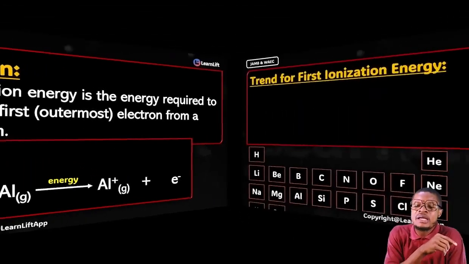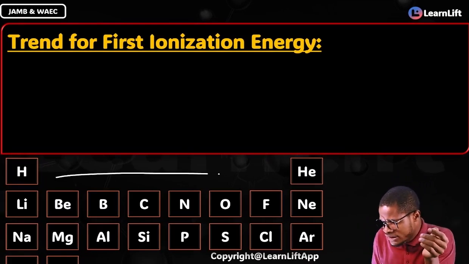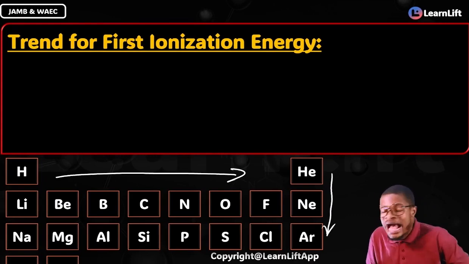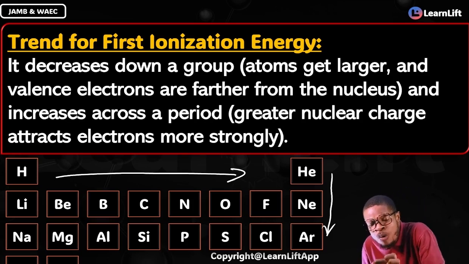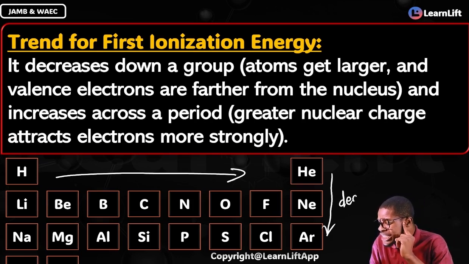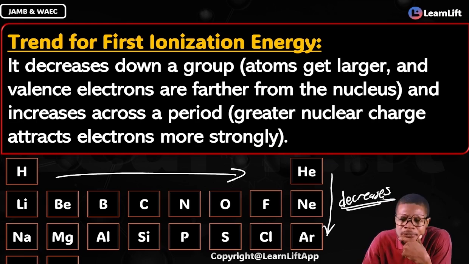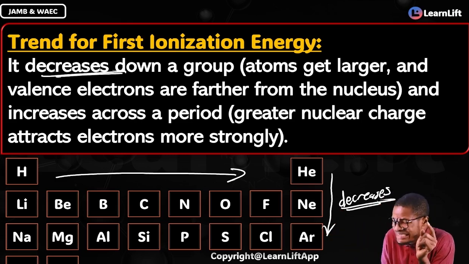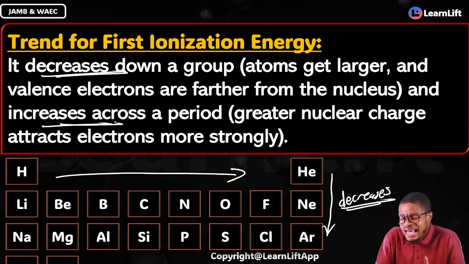Perfect. If you get this very quickly, what is the trend for first ionization energy? We'll look at the trend across the period and down the group. I'd like you not to forget this, that it decreases down a group. Now listen carefully. As you are coming down the group, what will happen to your first ionization energy? It will decrease. Why is it that first ionization energy will decrease down the group? First ionization energy decreases down the group. Across the period, what will happen? It will increase across a period.